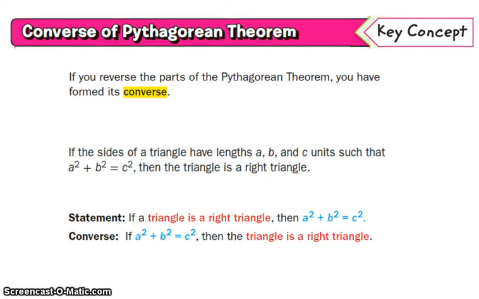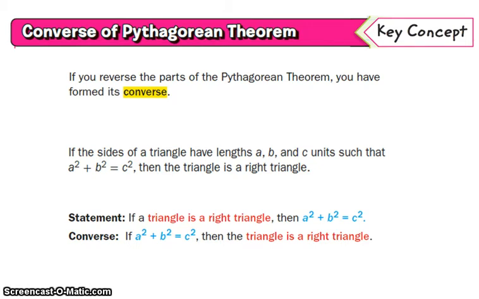So now that you know how to do the Pythagorean theorem, or you knew how to do it, it was review, let's talk about its converse. A converse in math just means the reverse of a theorem. We know that the Pythagorean theorem states if a triangle is a right triangle, then a squared plus b squared equals c squared. Well, we can reverse that and we can say if a squared plus b squared equals c squared, then the triangle has to be a right triangle.